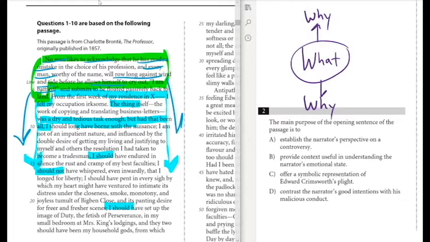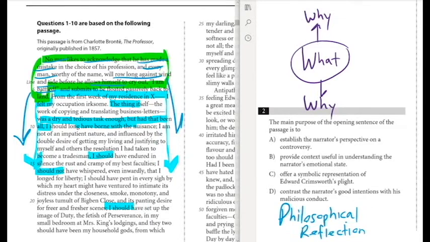So the first sentence, in my own words, I would say it's a philosophical reflection that's going to give us a little bit of a view into what is going to be explained right after. And the answer choice that matches that is going to be choice B. Provide a context useful in understanding the narrator's emotional state.